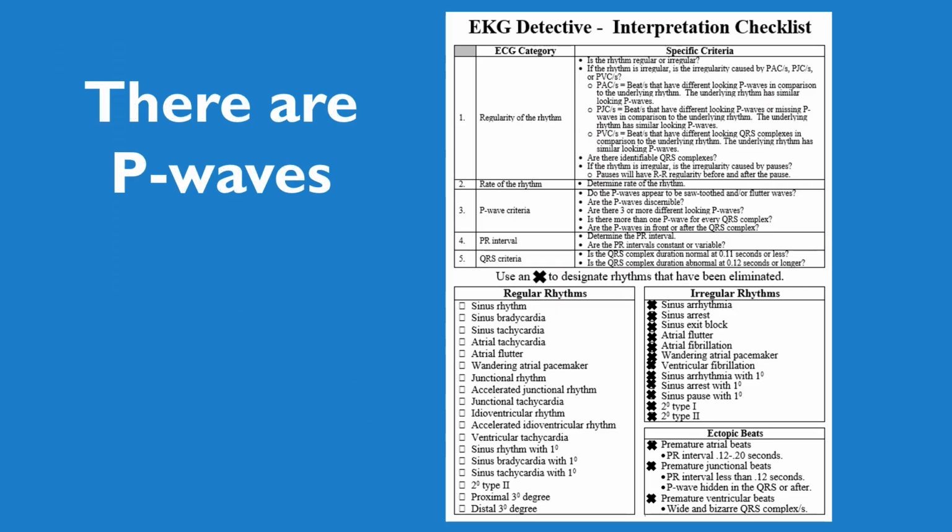Referring back to our EKG Detective checklist, since there are P waves, we can eliminate any of the rhythms on the regular side that don't have P waves, and that will eliminate idioventricular, accelerated idioventricular, and ventricular tachycardia.